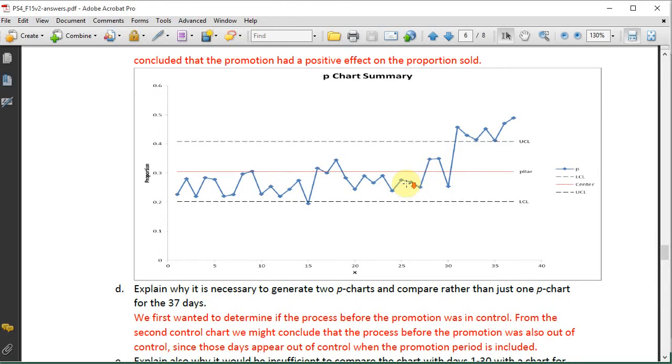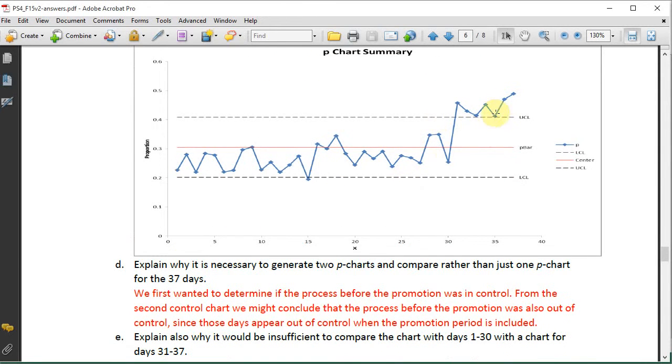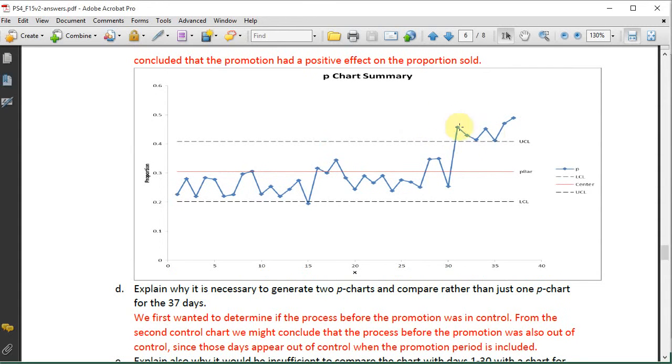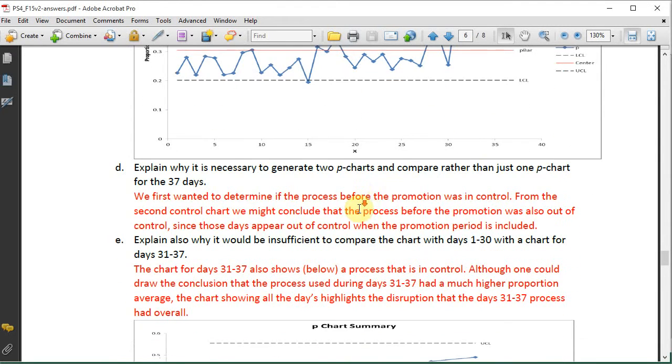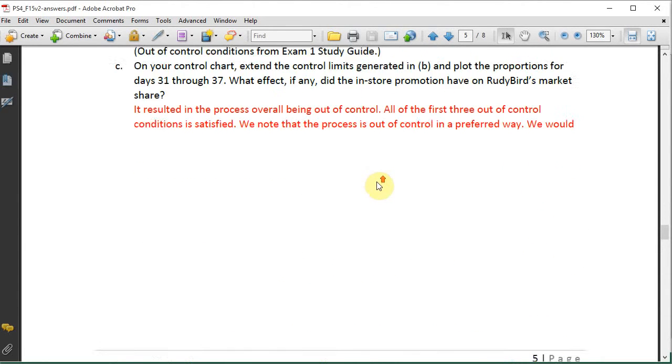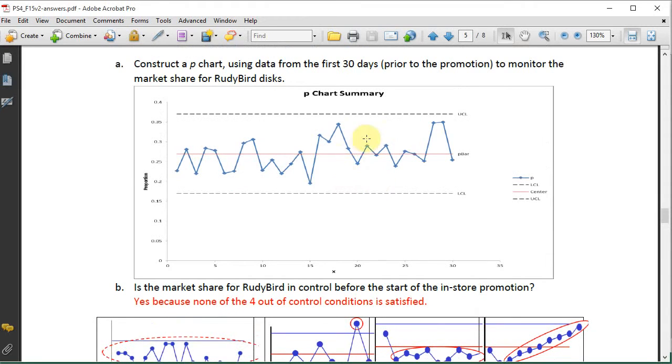And so that's exactly what we wanted. The process is out of control. It's out of control in a good way, caused by, we would conclude, the promotion. So explain why it is necessary to generate 2 P charts. Well, it's because we first needed to determine the original process was in control.